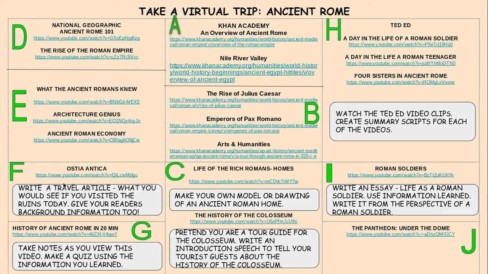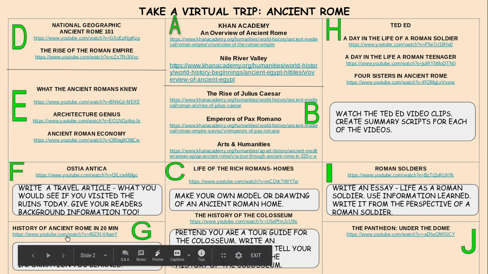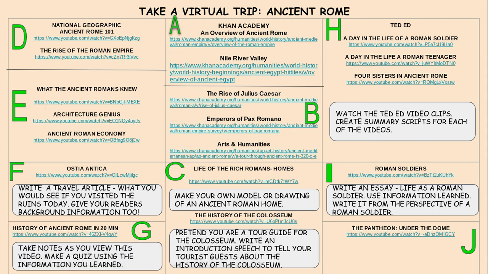You can see how some of these sections, like F, has 1 video. That's because that video is a little bit longer. This one, History of Ancient Rome, is 20 minutes long. All right, so that's 1 video there. The sections like E have 3 videos. It's because those videos are a little bit shorter. Okay, 3, 4, 5 minutes long.